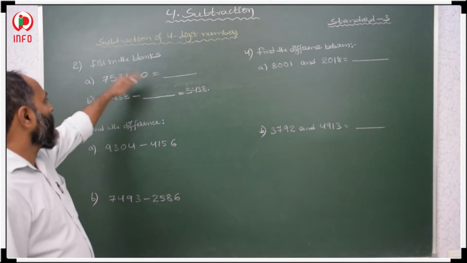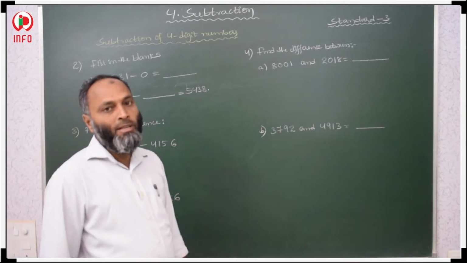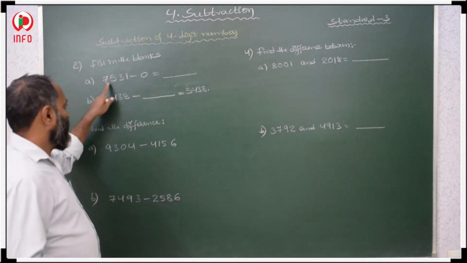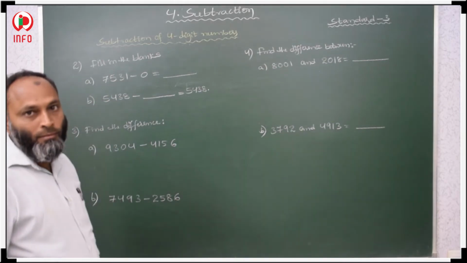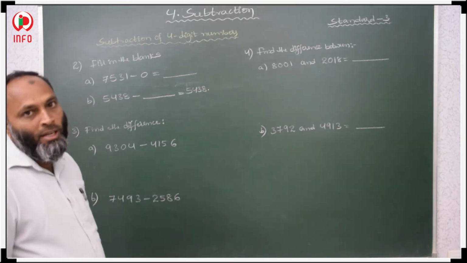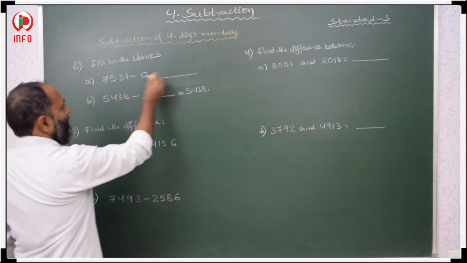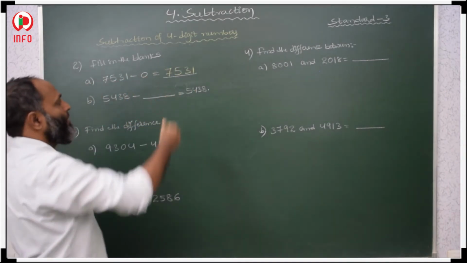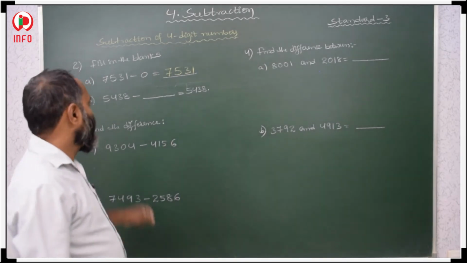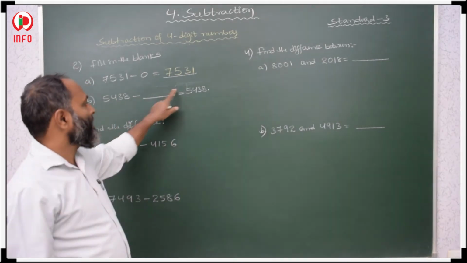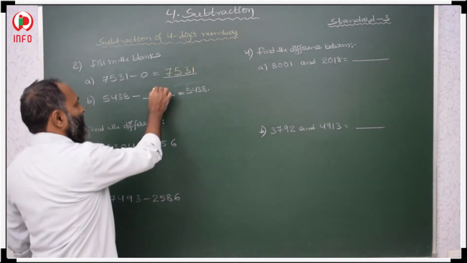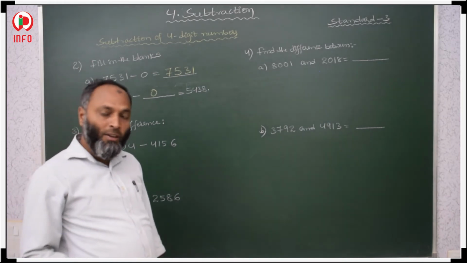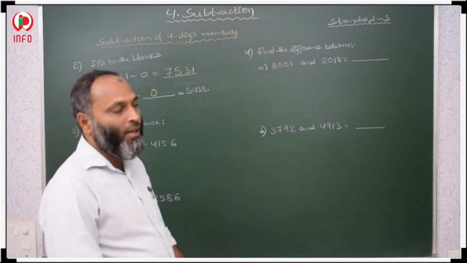Yes, now students, fill in the blanks. These blanks depend on the properties of subtraction. See here, any number minus 0 is the number itself. So here we will get the same number, 7539. Any number minus 0 is equal to the number itself is the answer. Here number minus dash is equal to number itself. It means here 0 should come. So like that you have to think and you have to write.